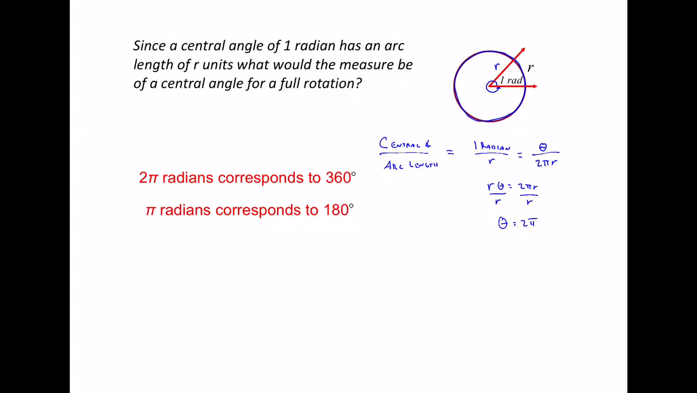So what that means is, once again, from the standard position, the initial side, all the way around back to that same initial side, has a central angle of 2 pi radians. So 2 pi radians is 1 full rotation, which is the same as 360 degrees. If you cut that in half and divide by 2, then half a circle, or pi radians, would represent 180 degrees. So we'll now attempt to basically take the circle and cut it up into different sections to represent different angle measures in terms of degrees and radians.